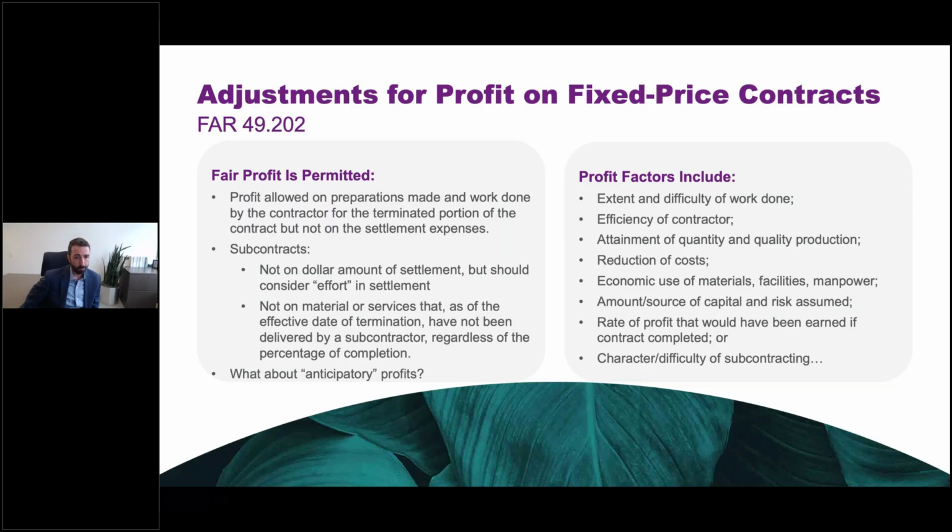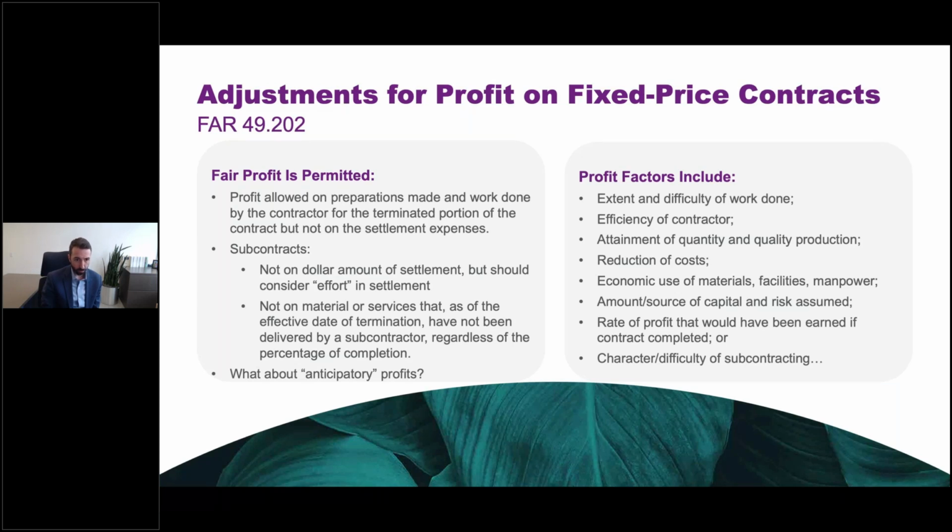So for subcontracts, you can claim profit on the amount of effort in the settlement, but not on the dollar amount of the settlement. Okay, so it's not that the higher the settlement, the more profit. In other words, that is what that rule is saying.